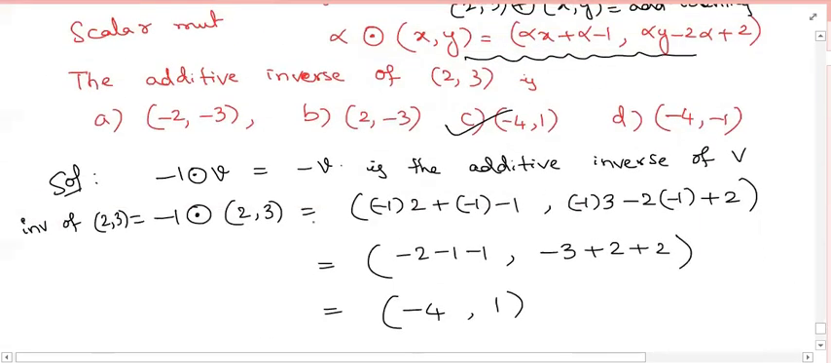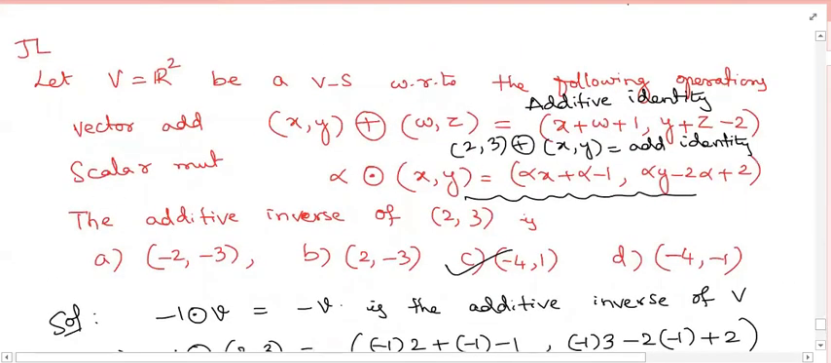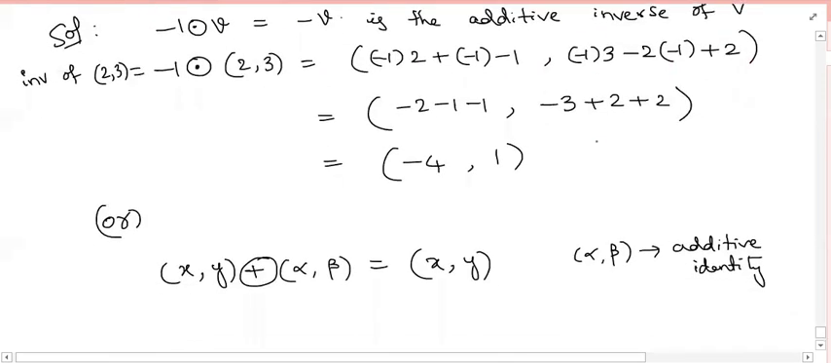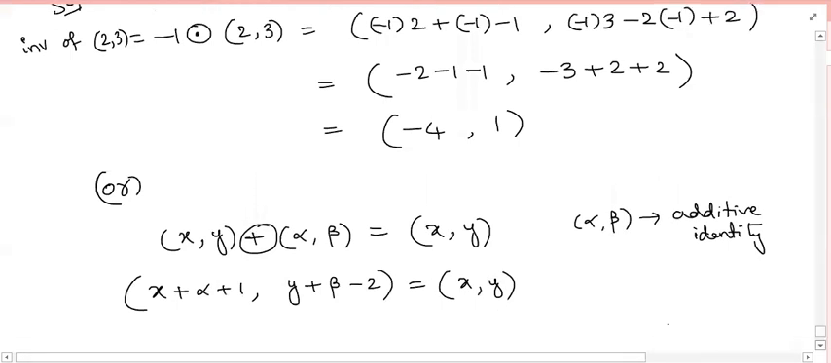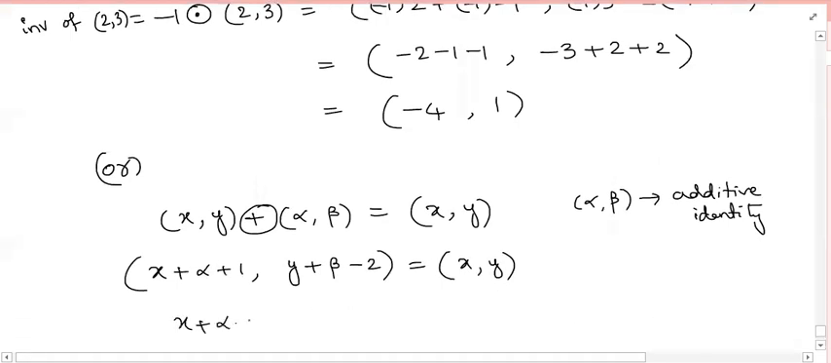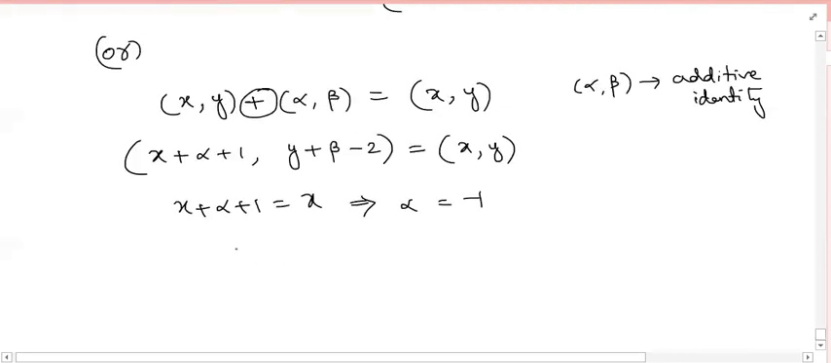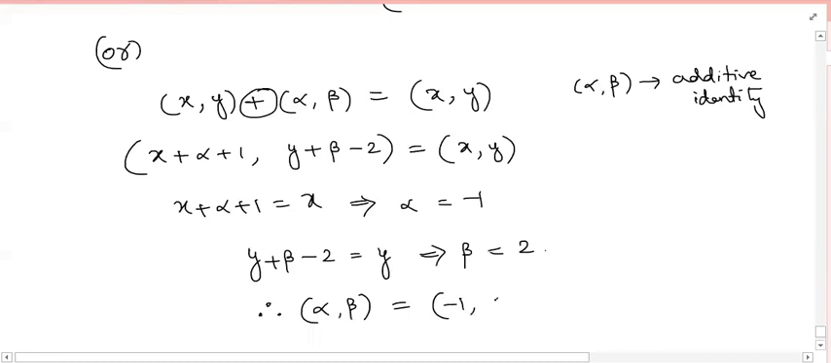So we have to go back to the definition. x plus w plus 1 means x plus alpha plus 1, and y plus z minus 2 means y plus beta minus 2, which is equal to x comma y. If you equate this, x cancels out, alpha is equal to minus 1. And in the other equation, y plus beta minus 2 equal to y, y cancels, beta is equal to 2. So what is the zero vector here? Alpha comma beta: the zero vector is minus 1 comma 2.